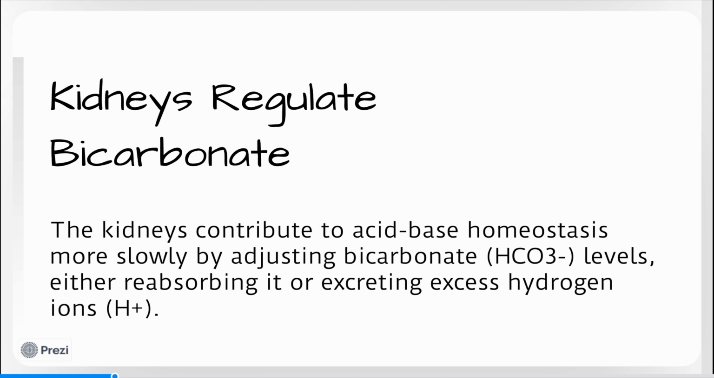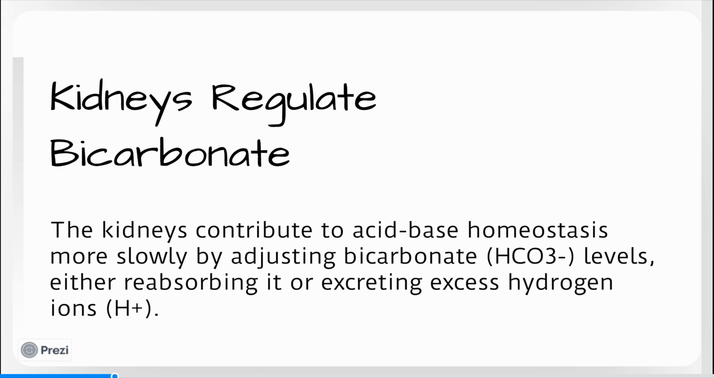The next is kidneys. The kidneys act as the long-term regulator of acid-base homeostasis. Unlike the lungs, which respond quickly, the renal system works more slowly, taking hours to days, but it provides the most powerful and sustained control of blood pH. The kidneys help regulate by adjusting bicarbonate levels, reabsorbing bicarbonate back into the bloodstream when the body needs to neutralize excess acid, and excreting hydrogen ions. Hydrogen represents acidity, so excreting hydrogen ions into the urine when there's too much acidity tries to reduce the acidity in the body.